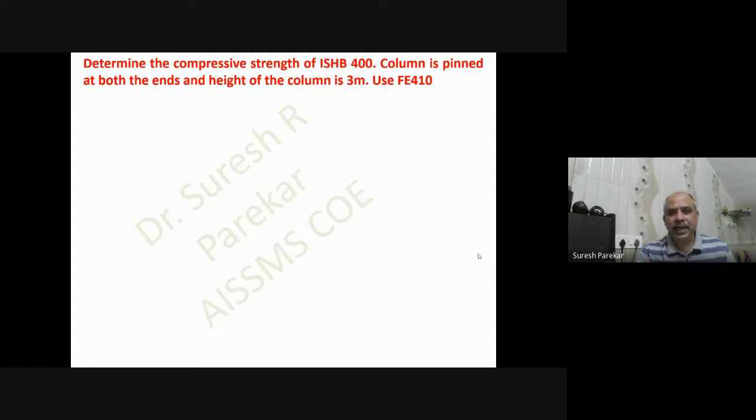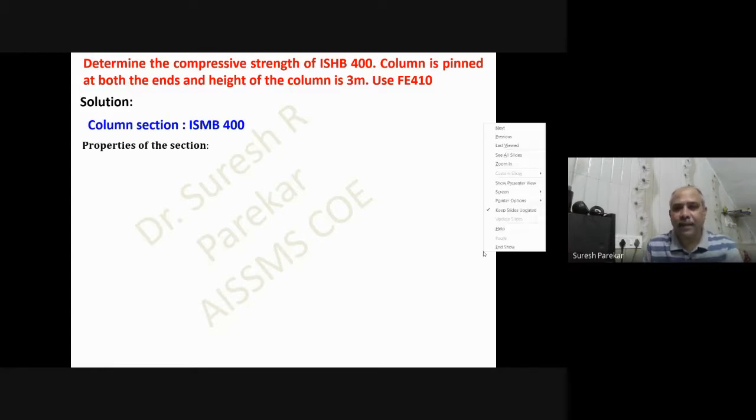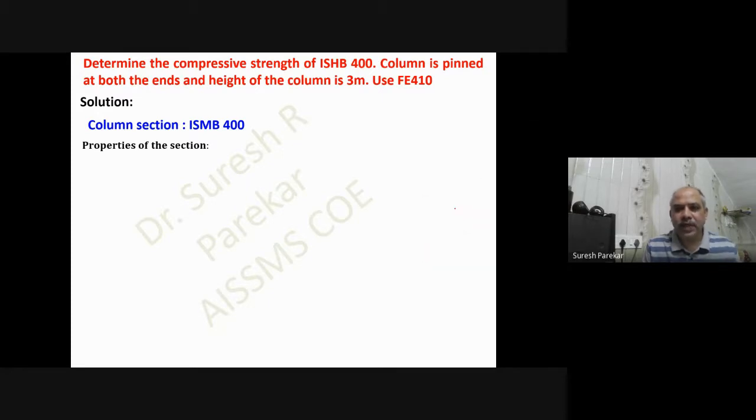So now we have the problem: determine the compressive strength of an ISHB 400 column, pinned at both the ends, and the height of the column is 3 meter. So we have this column section as ISHB 400.